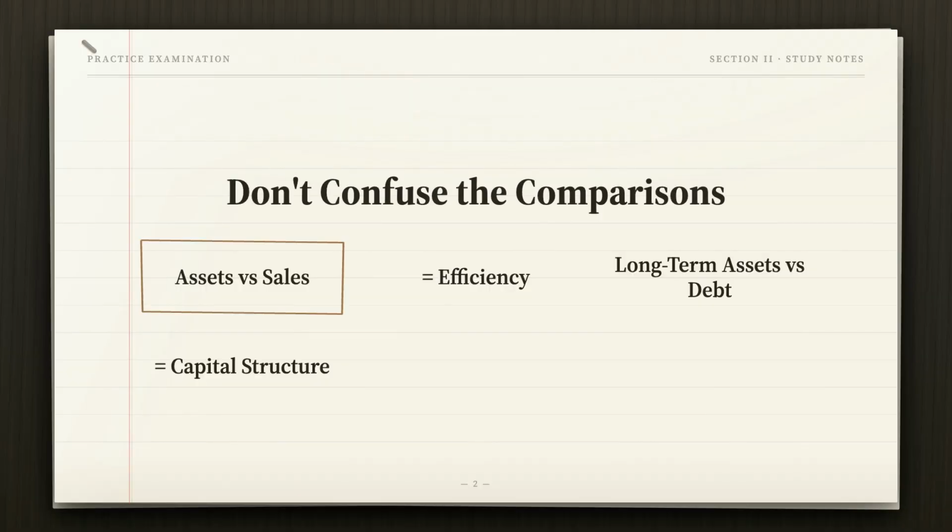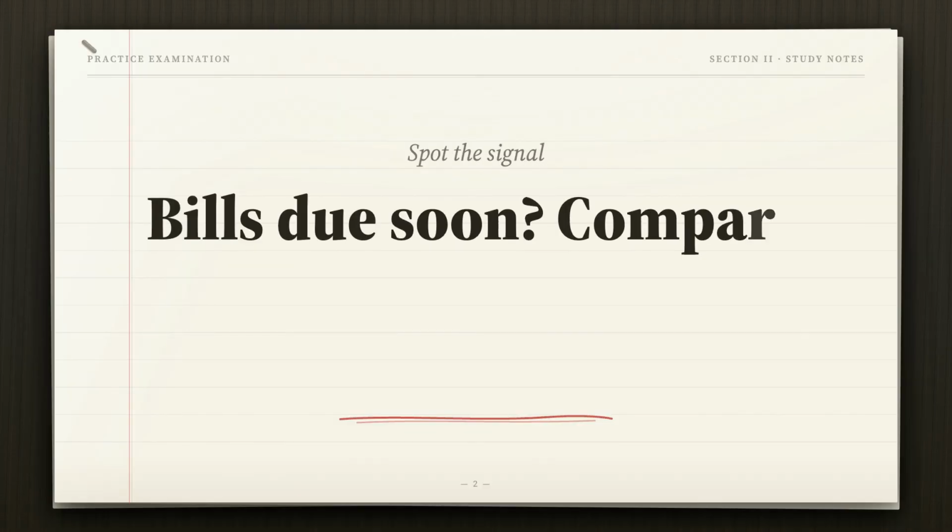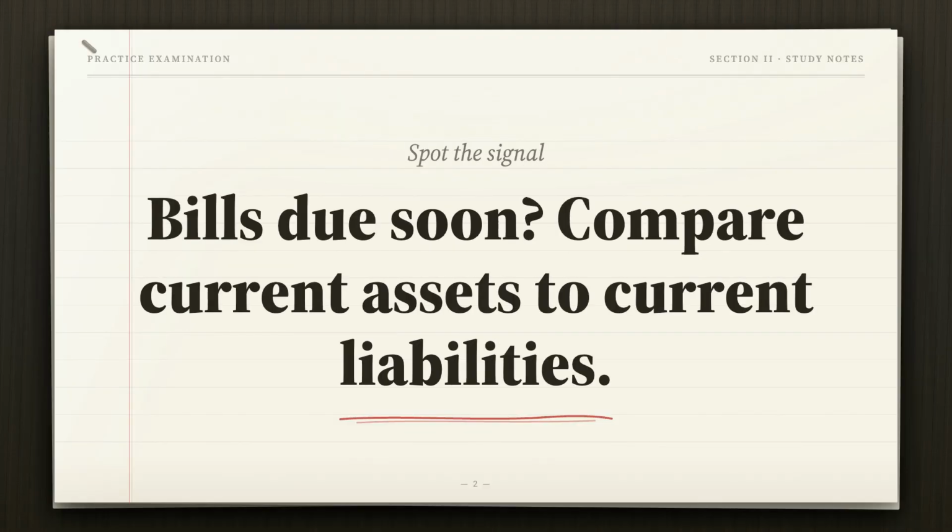It's easy to reach for the wrong comparison. Current assets against sales measures efficiency, not solvency. Long-term assets against long-term debt speaks to capital structure. Neither answers whether bills get paid on time. Whenever a scenario asks whether a company can cover what it owes soon, that's the signal pointing to one relationship, current assets against current liabilities.